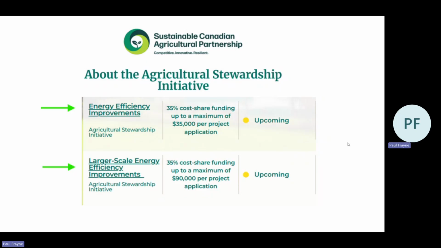In order to apply for an energy efficiency improvements project or a larger scale energy efficiency improvements project, applicants must complete an energy worksheet. The worksheet is used to gather information about your farm operation's existing energy usage and to estimate the level of energy efficiency improvements associated with your proposed project.